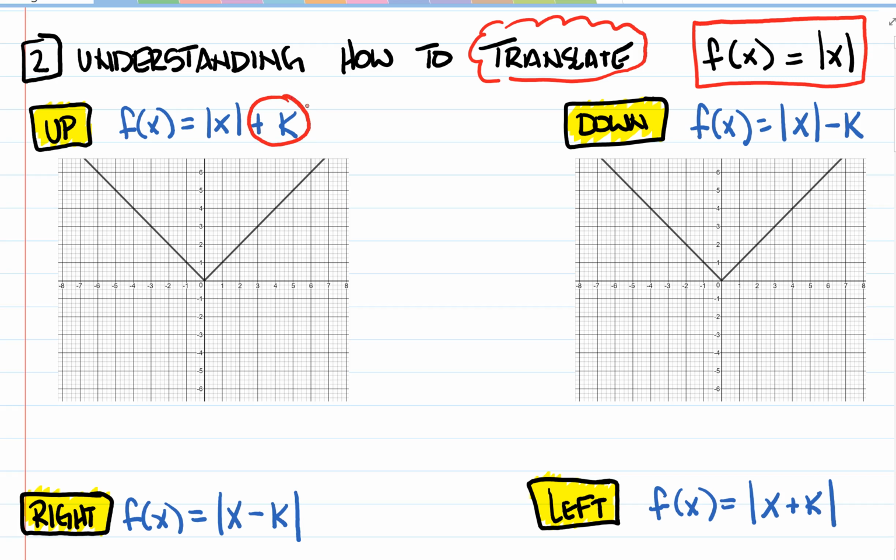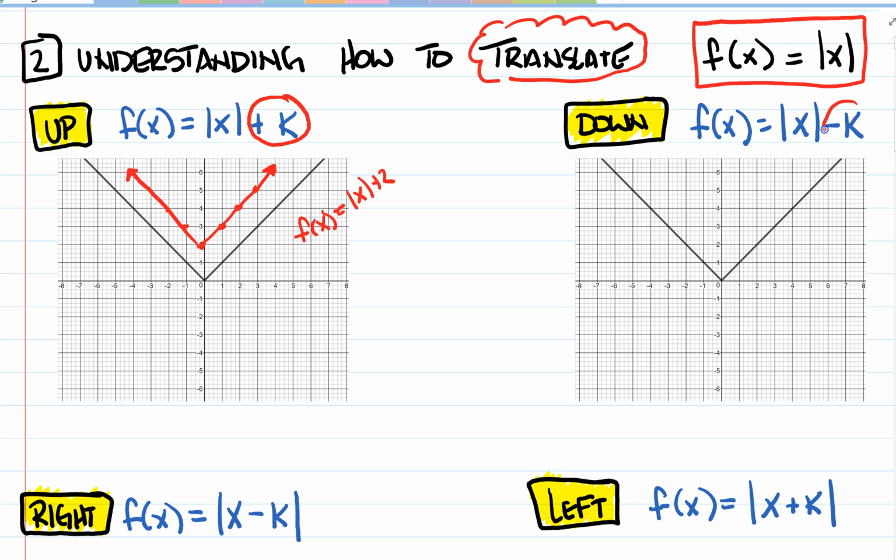if I add a constant onto the end of it, that's going to move my graph up however many k units is. As an example, if I was trying to graph f(x) equals the absolute value of x plus 2, then this whole entire graph would be shifted up 2 units. If I add a positive value of k on the back end of my function, it's going to move my graph up.